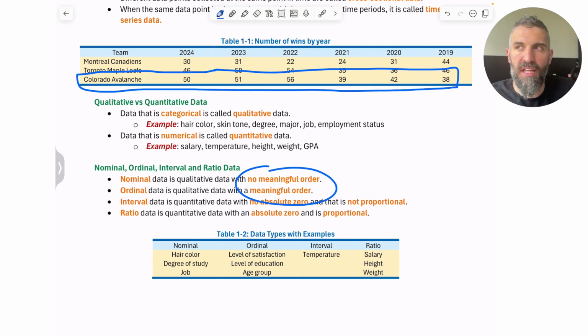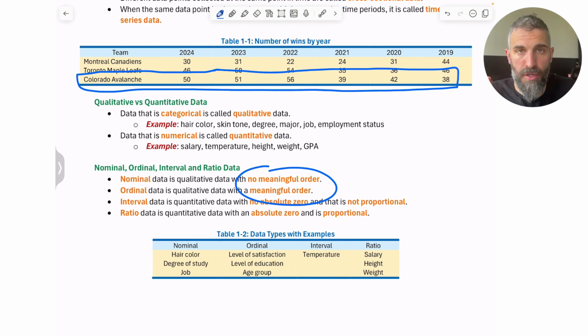Think about anything that is categorical, like the color of your hair. There's no meaningful order there. If I was writing a survey and I had all the different options, sure, I can place them in alphabetical order if I wanted to, but that doesn't really mean anything in the context of the color of your hair, right? There's no meaningful order.